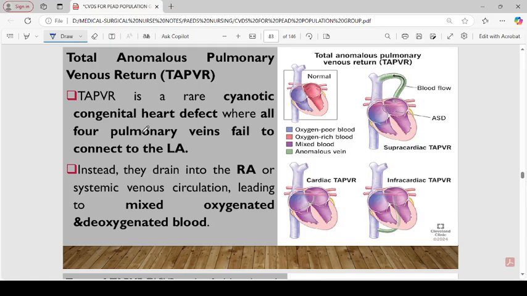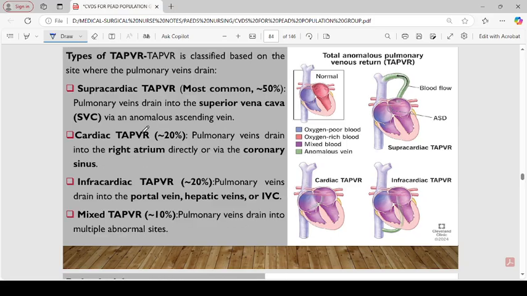Total anomalous pulmonary venous return, right? So instead, they drain into the right atrium or systemic venous circulation, leading to mixed oxygenated and deoxygenated blood. And total anomalous pulmonary venous return is classified based on the site where pulmonary veins drain. Like the supracardiac TAPVR is the most common, approximately 50% of cases.